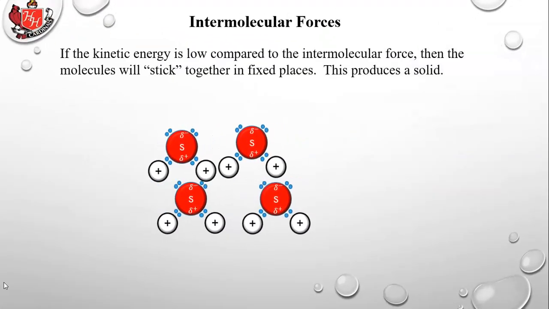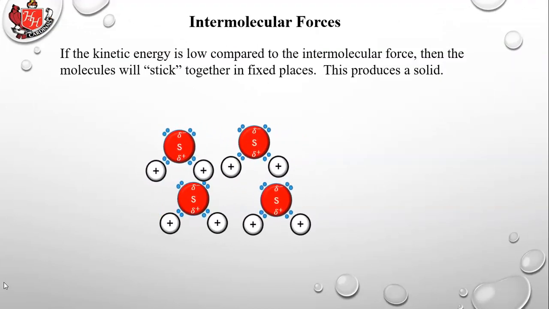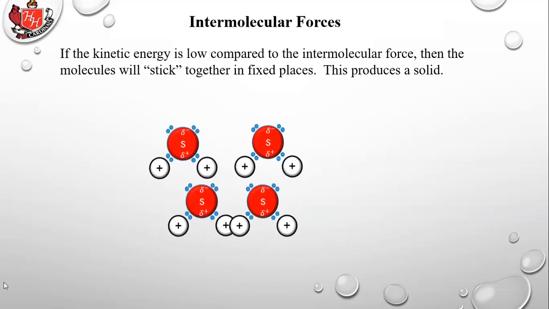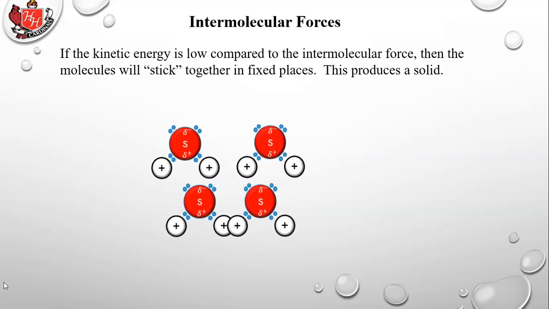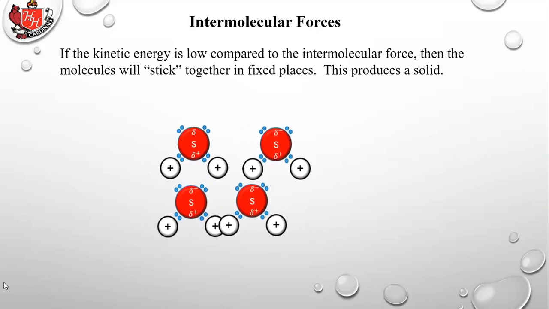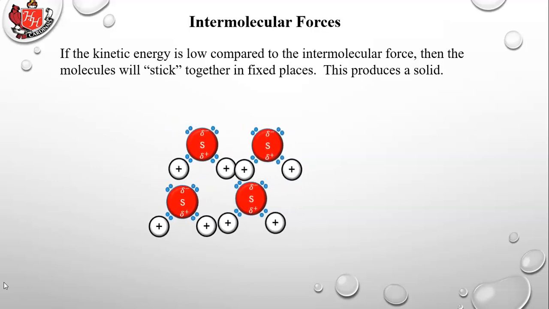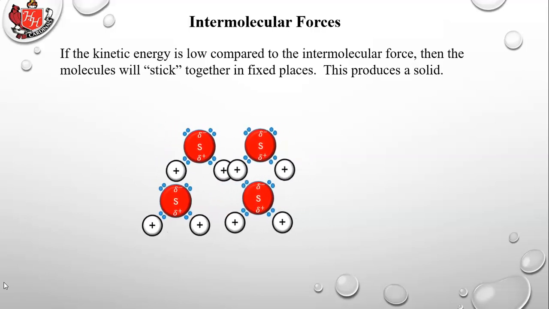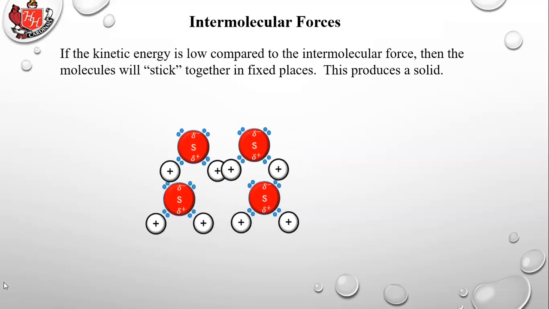If kinetic energy is low compared to the intermolecular forces, then the molecules will stick together in fixed places. This produces a solid. Now, nothing in the universe stands still. So even in a solid, even in ice, even in iron, a piece of metal, the molecules are wiggling like this. If you put more heat into them, they'll wiggle faster. But everything in the universe moves. And so these molecules, this is actually not water, it's another substance, but it doesn't matter, are wiggling.